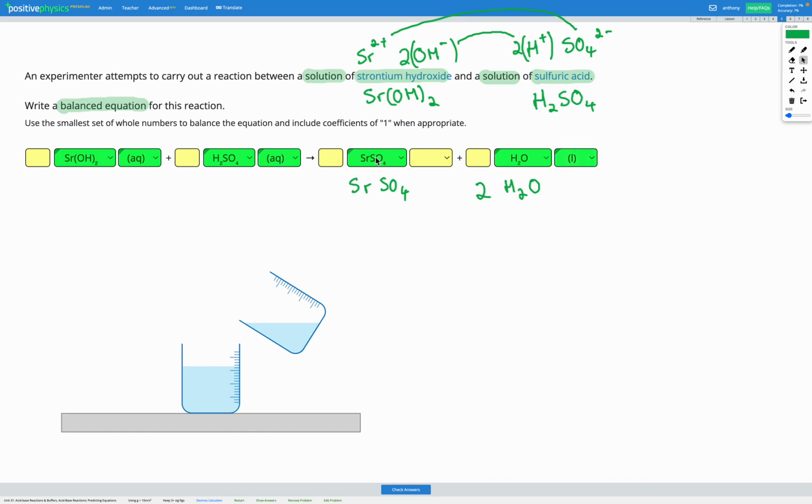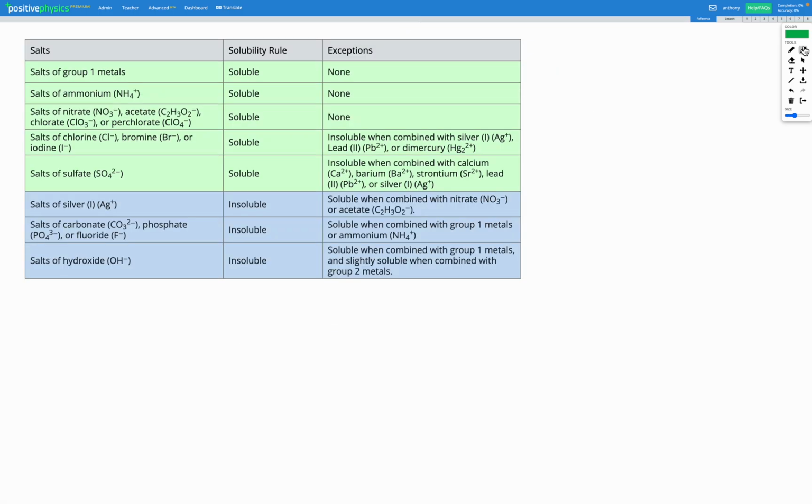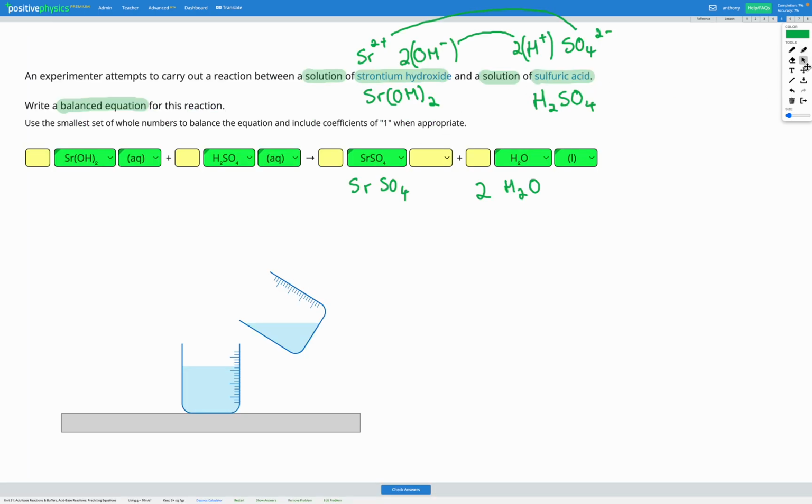Let's head to the reference sheet to find out if strontium sulfate is soluble. Here's the solubility rules page of the reference sheet. Here's salts of sulfate. They are generally soluble, except they're insoluble when combined with these things, which includes strontium. So as a result, strontium sulfate is going to be insoluble. If it's insoluble, that means it's going to form a solid precipitate. Okay, so we've got all of our compounds. We've got our state symbols.